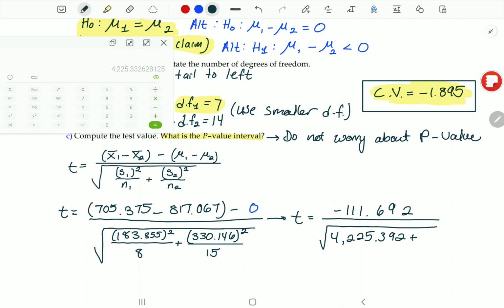Plus, let's do the same thing for the next fraction. That is going to be 330.146 squared. Divide that by 15. That's 7,266.425.